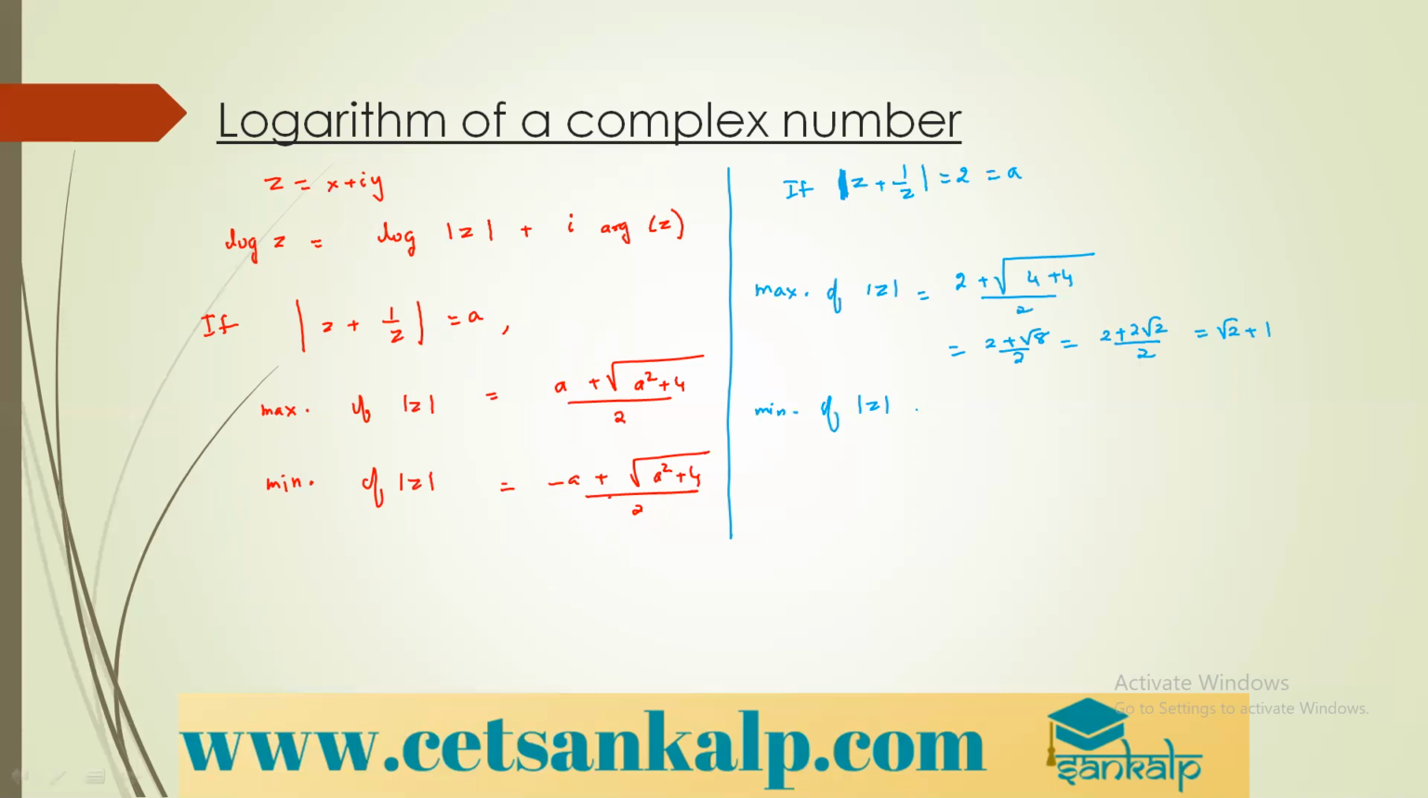Minimum I will get by taking minus 2 plus square root of 4 plus 4 by 2, or minus 2 plus square root of 8 by 2, or minus 2 plus 2 root 2 by 2, or root 2 minus 1. Simple formula. Only thing is, calculation is necessary.